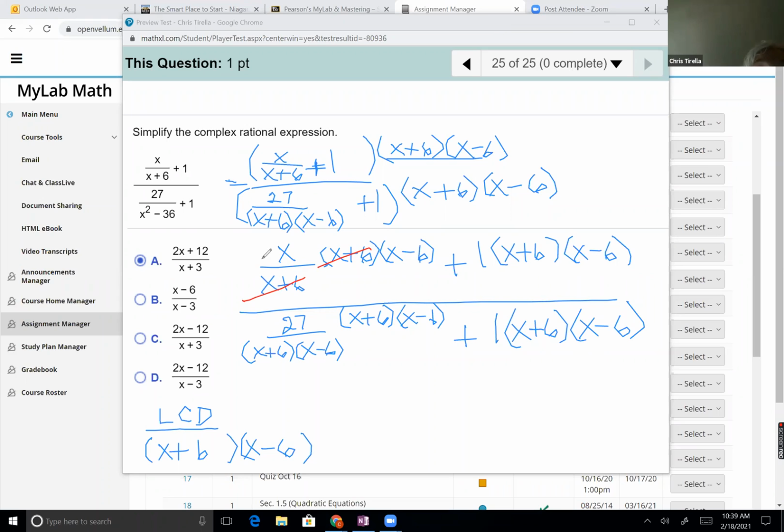And so that leaves me with x times x minus 6. That would be x squared minus 6x, plus x squared minus 36. And in the denominator, the whole thing cancels. And so that leaves me with 27 plus x squared minus 36.